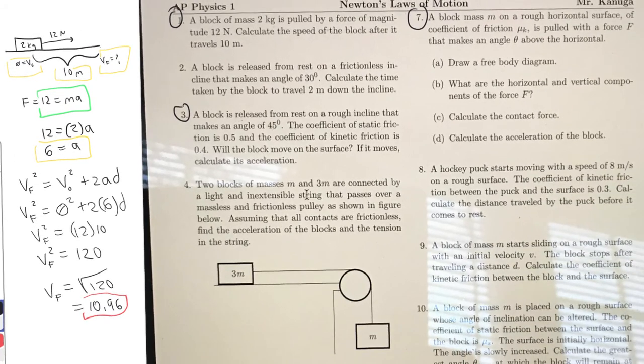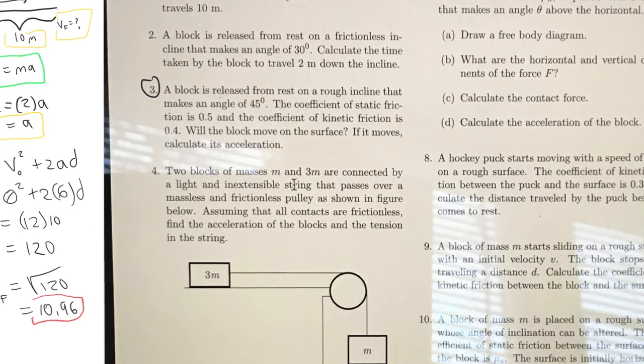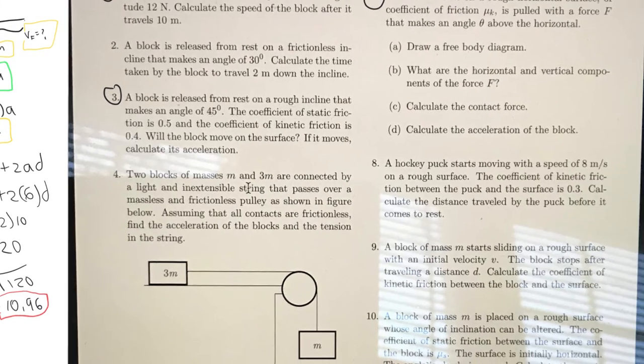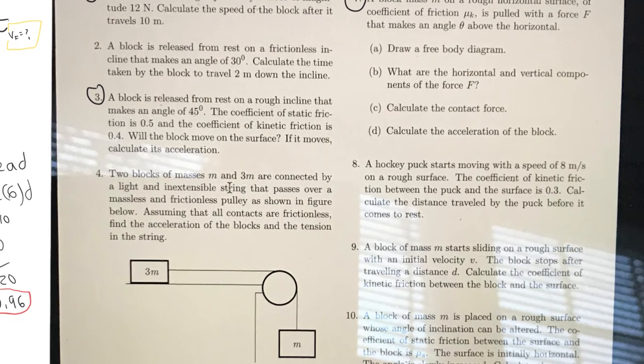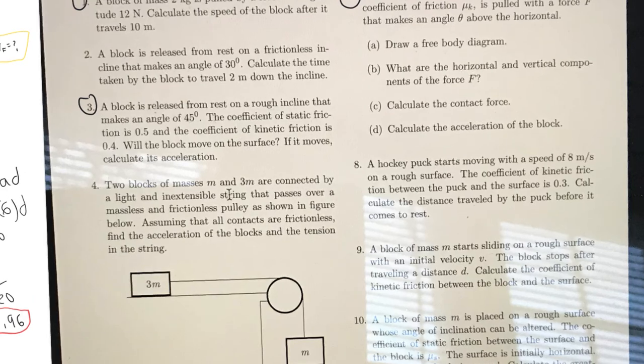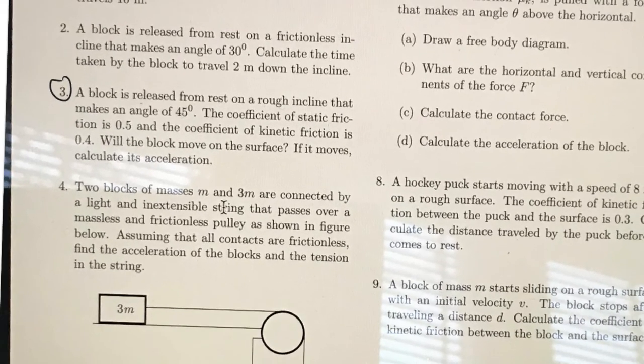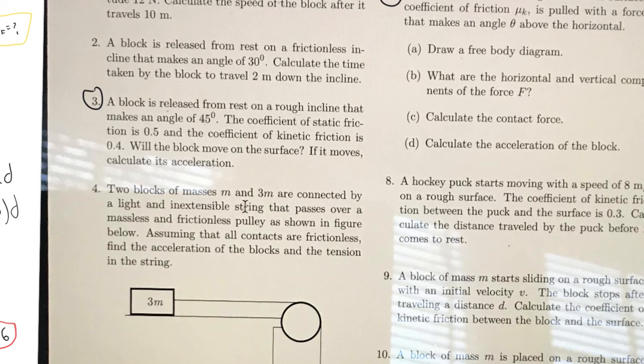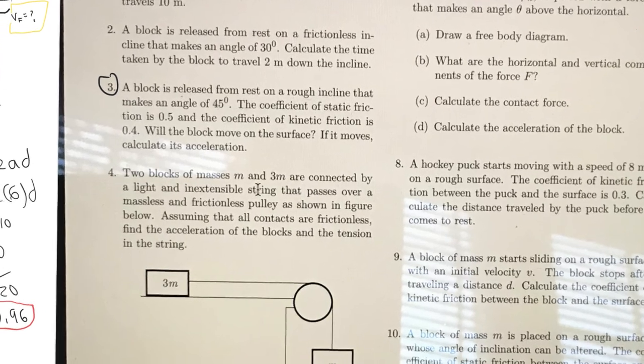All right, problem number 3. A block is released from rest on a rough incline that makes an angle of 45. Coefficient of static friction is 0.5. Coefficient of kinetic friction is 0.4. Will the block move on the surface? If it moves, calculate its acceleration. Well, you probably know the answer to the first question is yes, right? They're not going to give us that follow-up unless the first answer was yes.